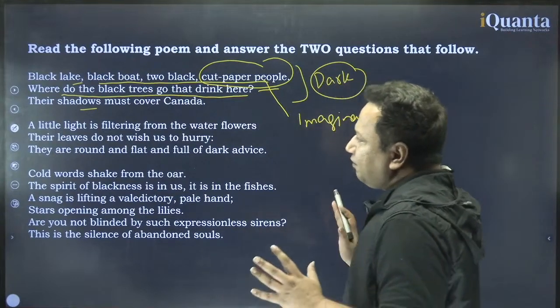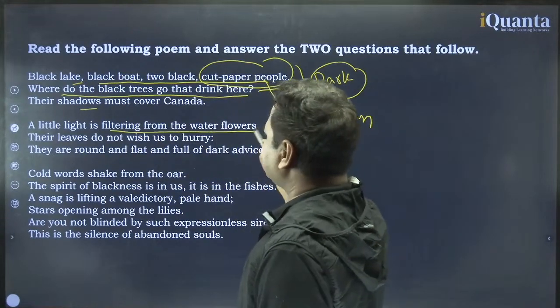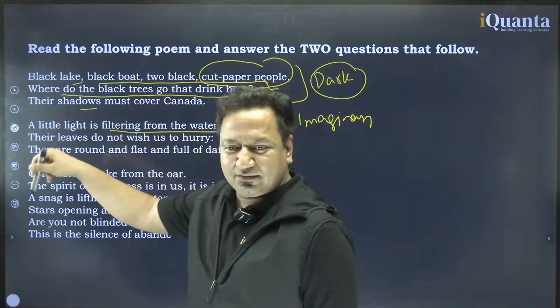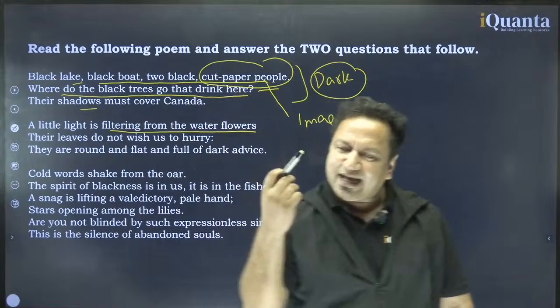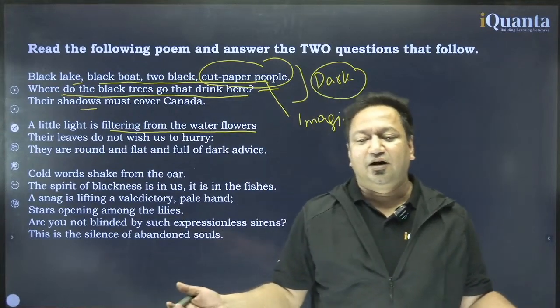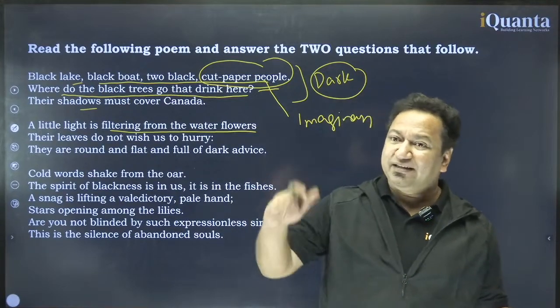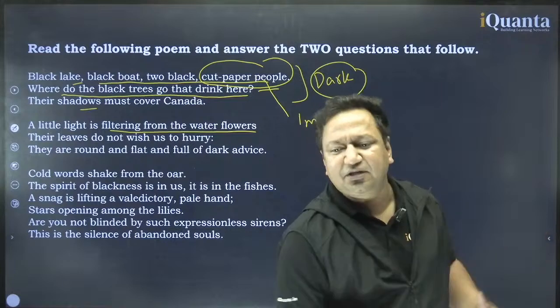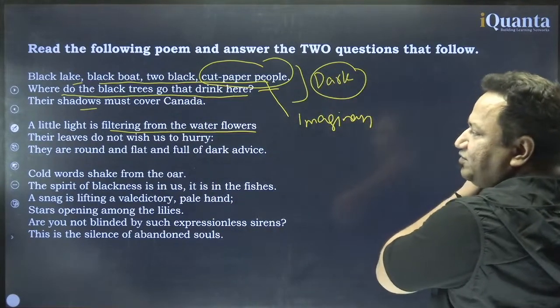Okay, a little light is filtering from the water flowers. So in all of this black, some light is there. In fact, some light has to be there. Otherwise, you won't be able to realize what is black, isn't it? How do you see black? What is black? Absence of light. And how do you find the absence of light? Because there are certain lights which are present, which are coming in through the waves. You know, the leaves do not wish us to hurry.